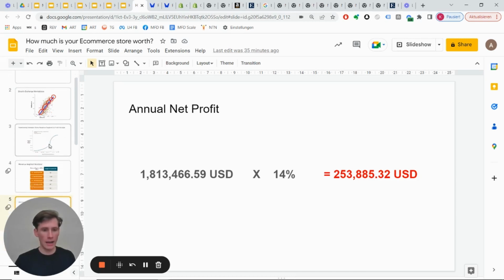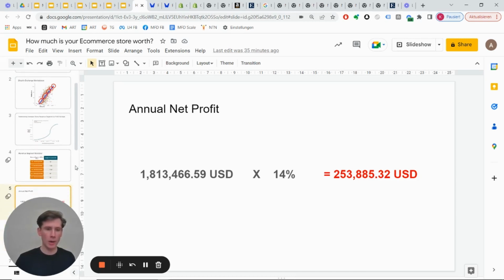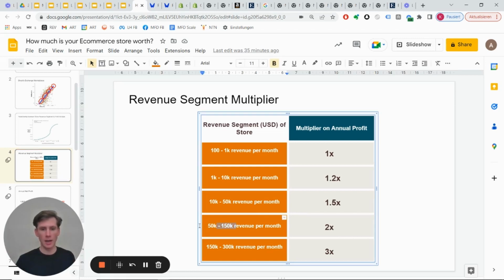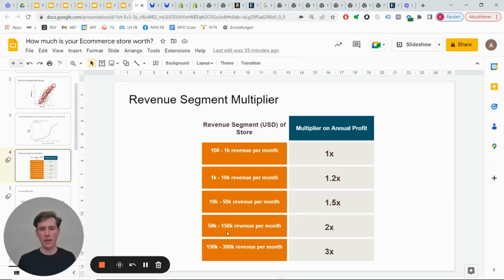If I quickly do the math, and we take 1.8 million divided by 12, it's slightly above 150K a month on average. But I will be a bit tough on myself, and I'll actually start on a 2x multiple. So I'll pretend that I'm still in this segment of 50 to 150K revenue per month, because I think it's right at the threshold of 150K. Let's be conservative.